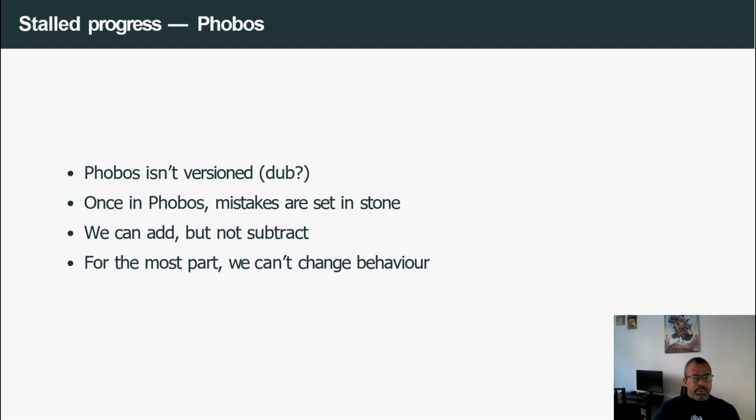Another thing that's still in progress is Phobos itself, because it isn't versioned, which means a lot of things. Somebody even suggested we put Phobos as a package. I'm not suggesting necessarily we do this, but it is something to maybe be considered and talked about. Because it isn't versioned, we can't make breaking changes of any sort. And once it is in Phobos, any mistakes we make are set in stone.